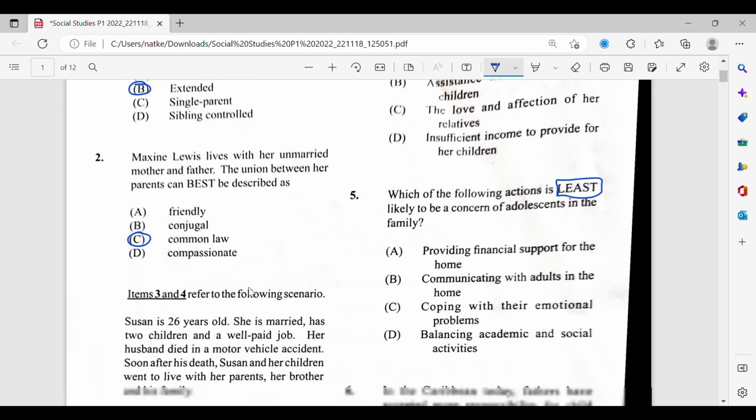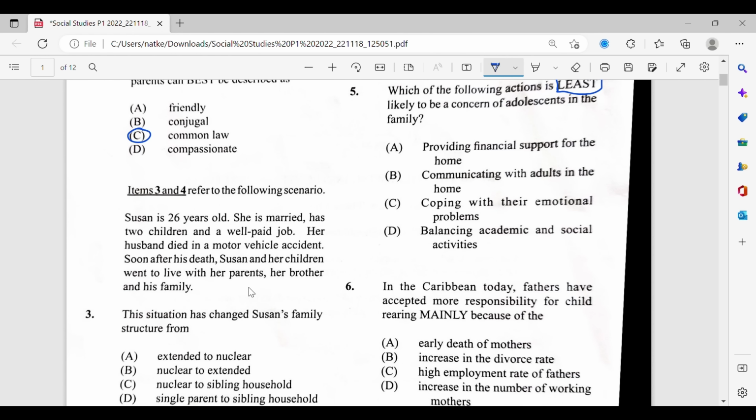Number 3 and 4 refers to the following scenario. Susan is 26 years old. She is married, has 2 children, and a well-paid job. Her husband died in a motor vehicle accident. Soon after his death, Susan and her children went to live with her parents, her brother, and his family. So we have different generations there. Parents, brother, and his family.